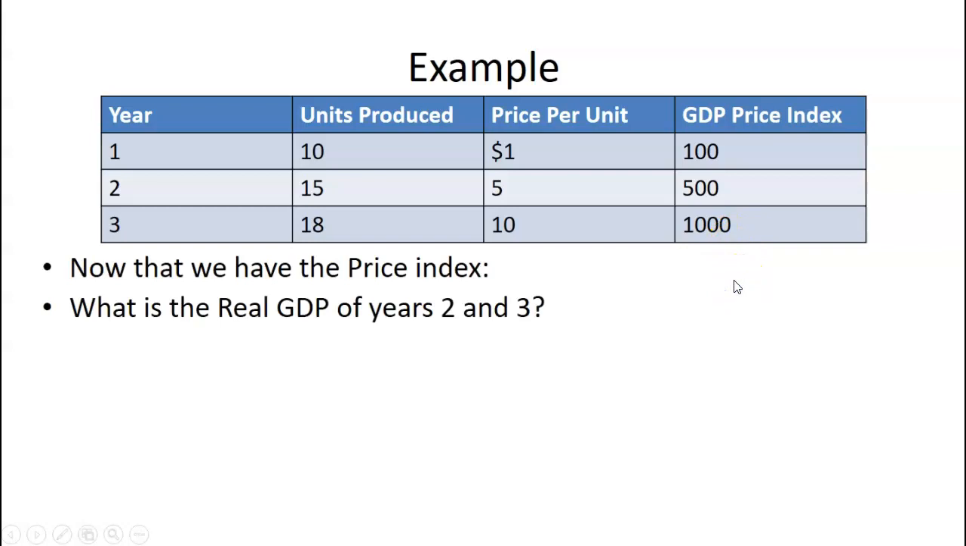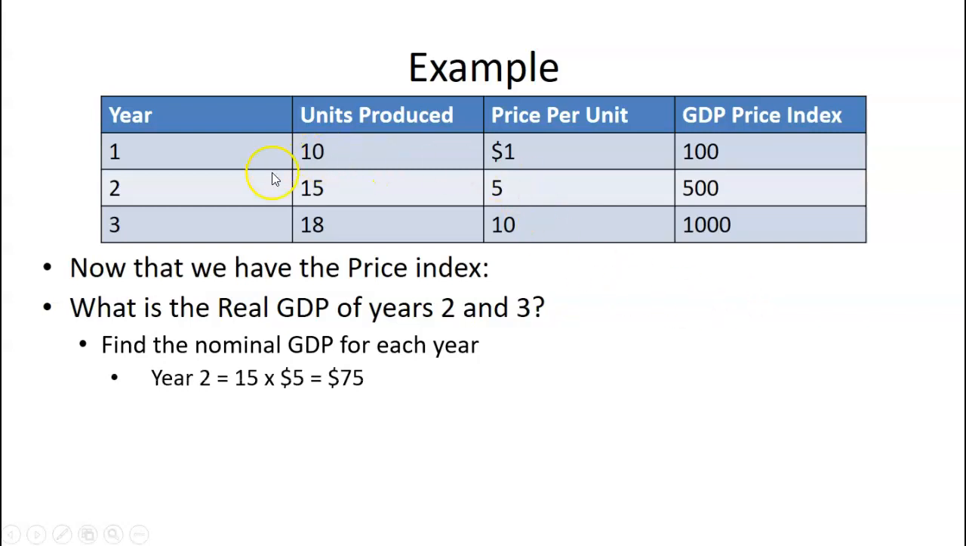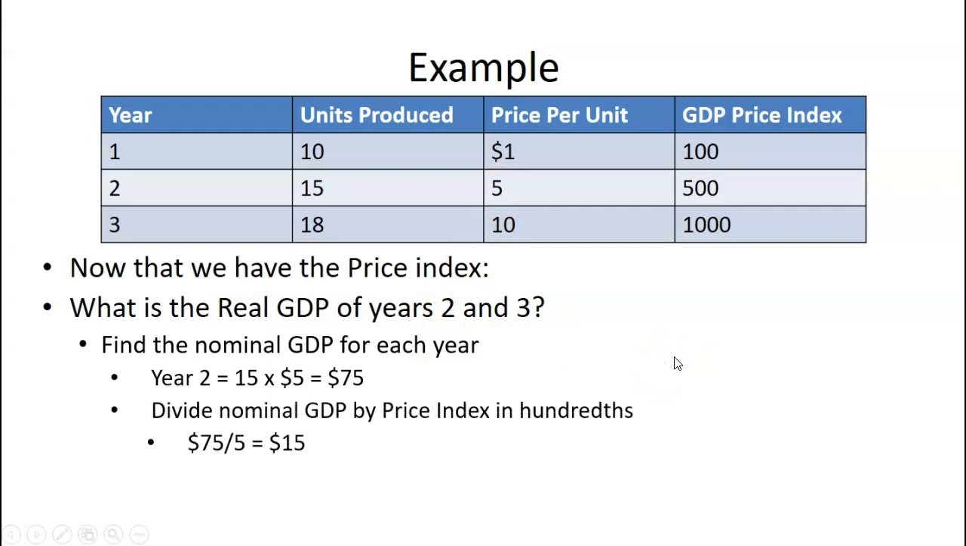Now that you have the price index, find the real GDP for years 2 and 3. First, find the nominal GDP for each year. So for year 2, it will be 15 units produced at a price of $5. If you're only given one price, assume that's all the same good, just for academic practice. So the GDP for year 2 is $75. Then we're going to divide the nominal GDP by the price index in hundreds. So 75 divided by 500 divided by 100 is 5. So I get a real GDP of $15, which makes sense because we already learned my price index is, or I'm adjusting to a $1 value.